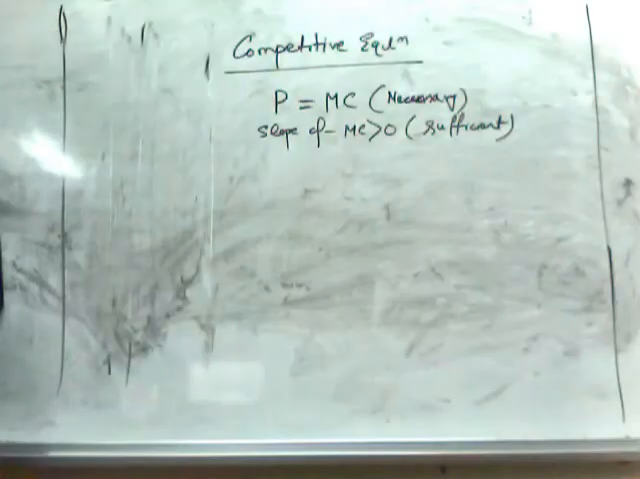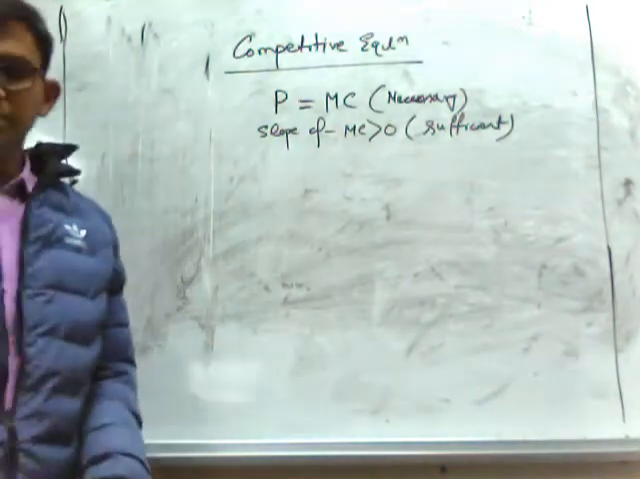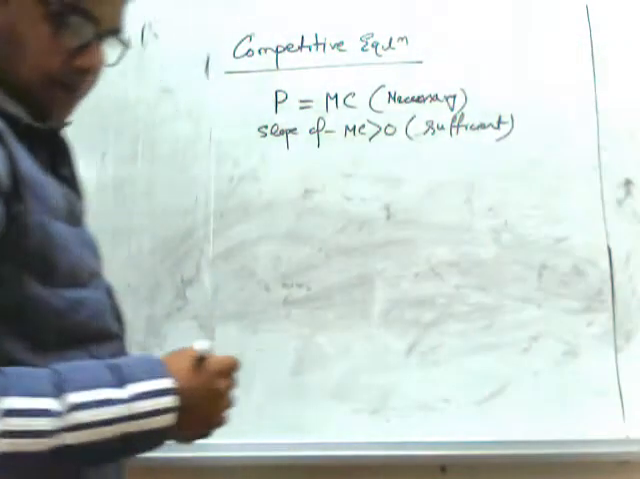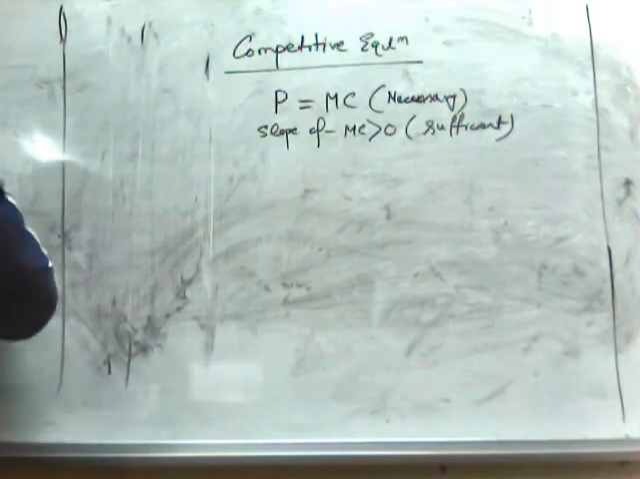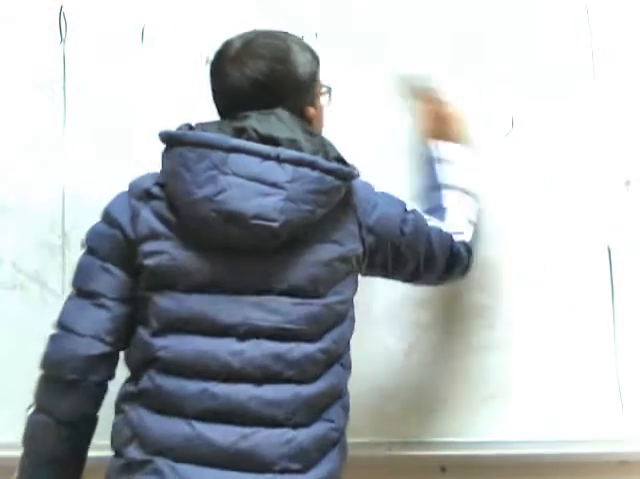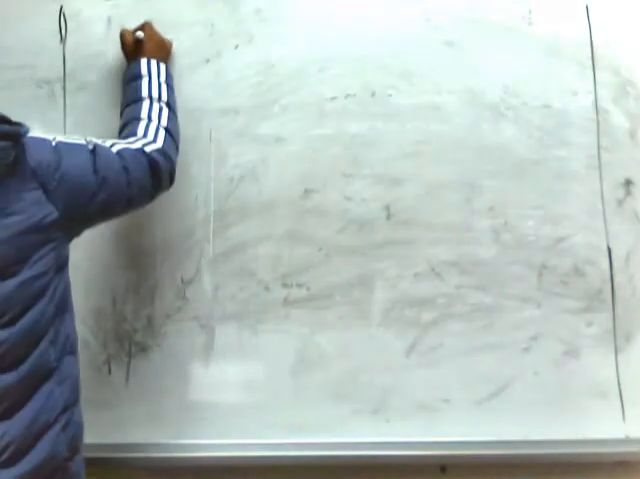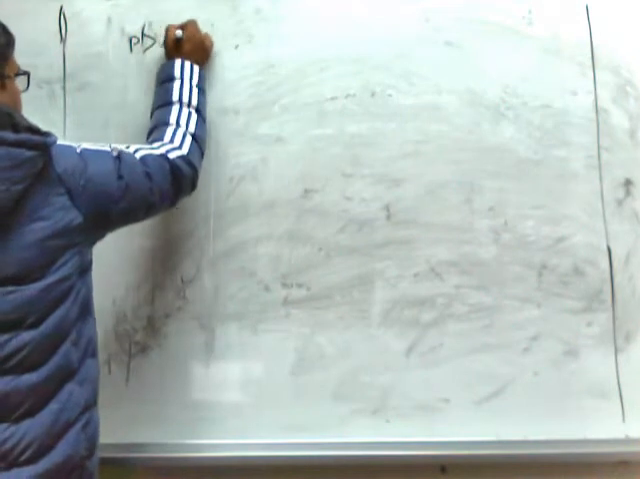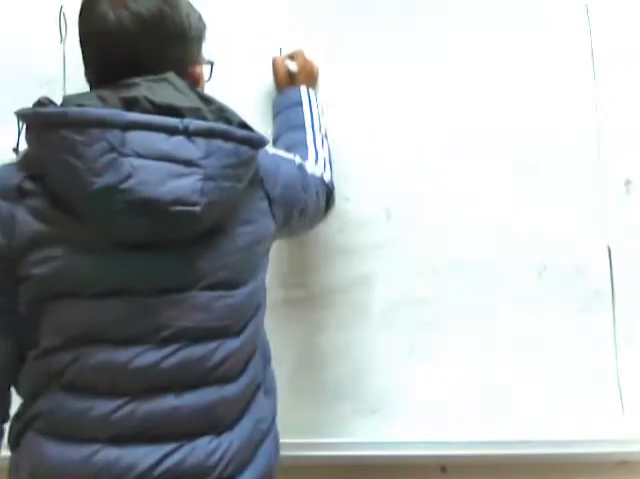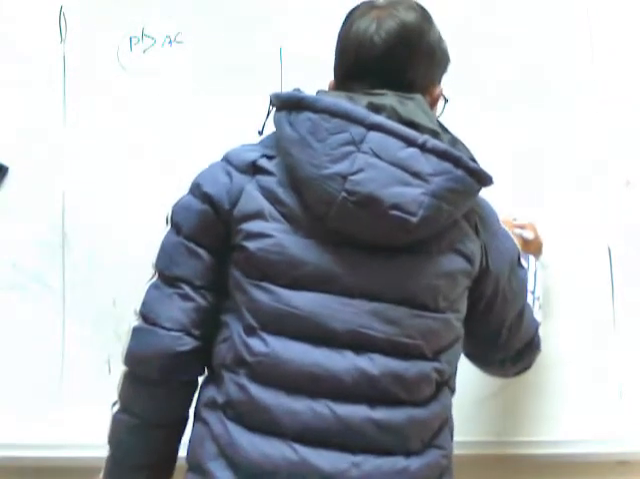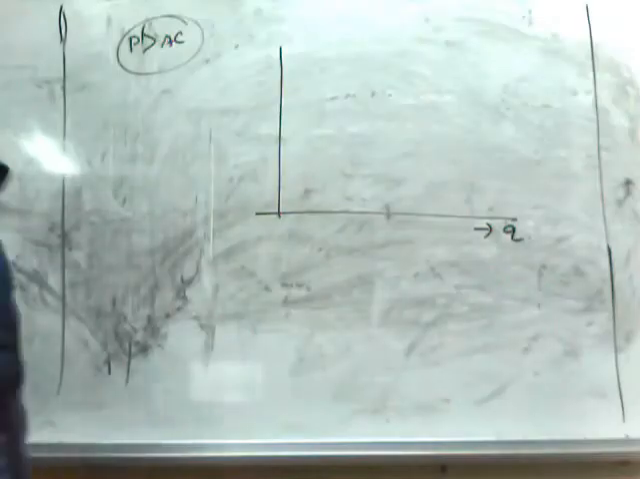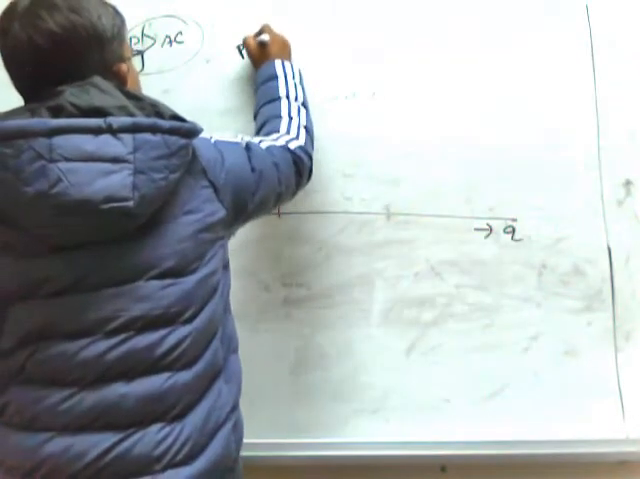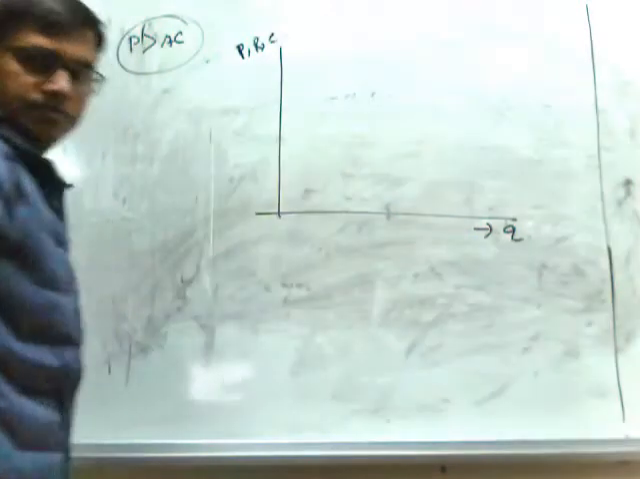Now here we will consider three scenarios of a competitive firm. So the first scenario is that if we find that at the point of equilibrium price is greater than average cost. So let's draw the diagram. In the horizontal axis we are measuring the output of the firm, and in the vertical axis we are measuring price, revenue and cost.